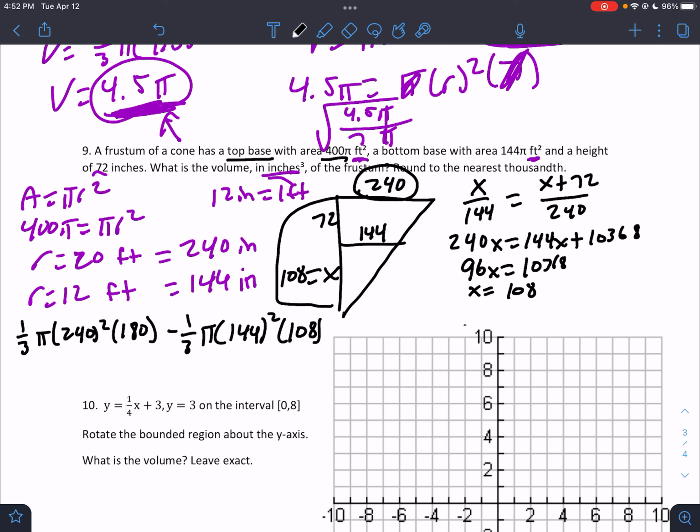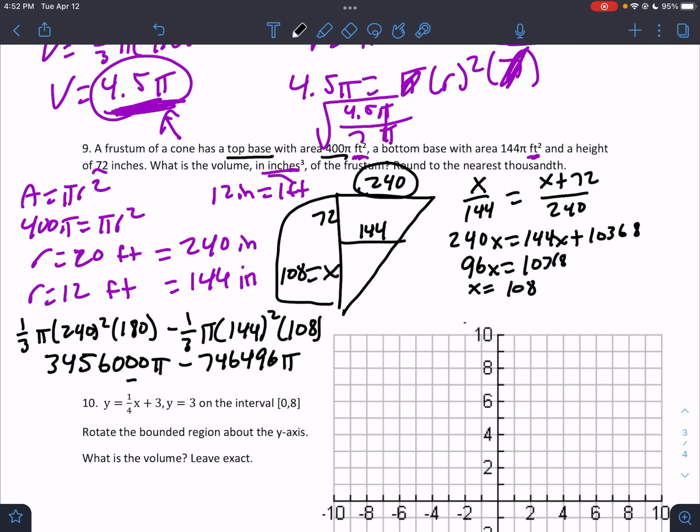So really big number, 3456. That's pretty cool. With 3 zeros, pi, minus 7464, 96 pi. So put it all together and we get 2709504 pi. We're rounding to the nearest thousandths.